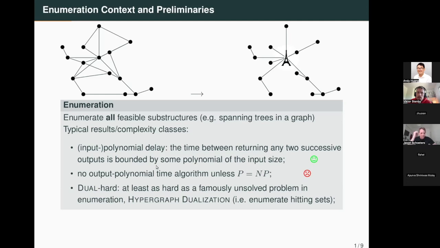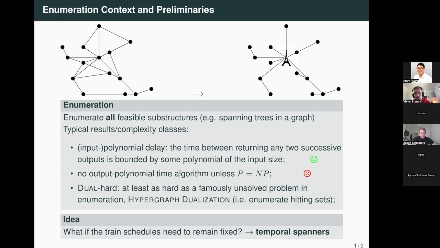And then you have another result, which is somewhere in between. It's somewhat of a gray area. So you show that your problem is basically identical to, or at least as hard as, a famously unsolved problem in enumeration. And this problem is called hypergraph dualization. But I prefer to see it as enumerating hitting sets because they're basically the same problem, just presented differently. And so, yes, this is basically a little context and preliminaries on enumeration.